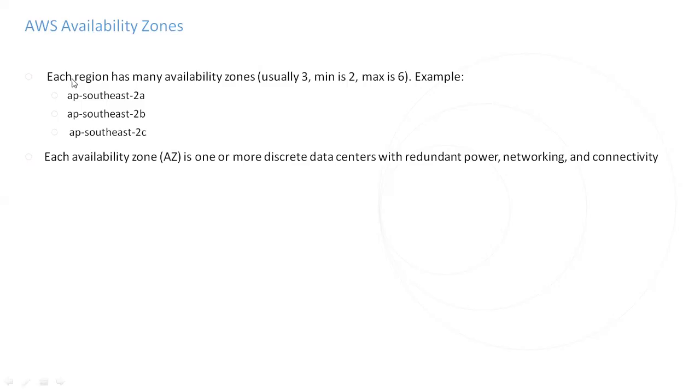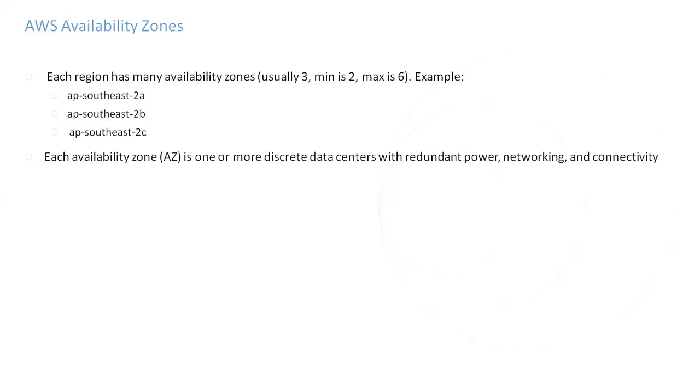Every region has many availability zones. Usually, one region has three zones. AWS manages a minimum of two zones and a maximum of six availability zones. So in each region AWS manages multiple availability zones, but usually three; minimum two, and maximum up to six.